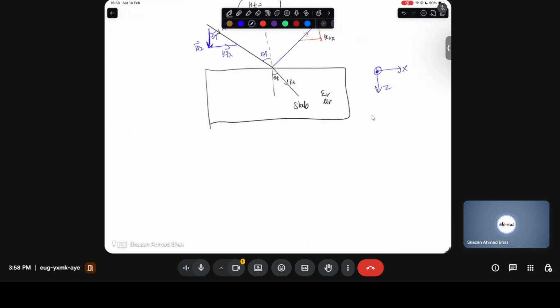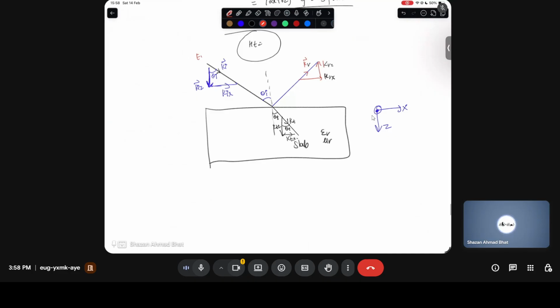So this will be k transmitted. This will be k transmitted along z. This will be k transmitted along x. Accordingly, this will be theta t. So you can just divide these into two components. If this was only for electric fields, similarly, you can find it for the magnetic fields, but you need to make sure what sort of a wave it is. If it is a TE wave, or if it's a TM wave, or if it's a TEM wave, what sort of wave is basically given.